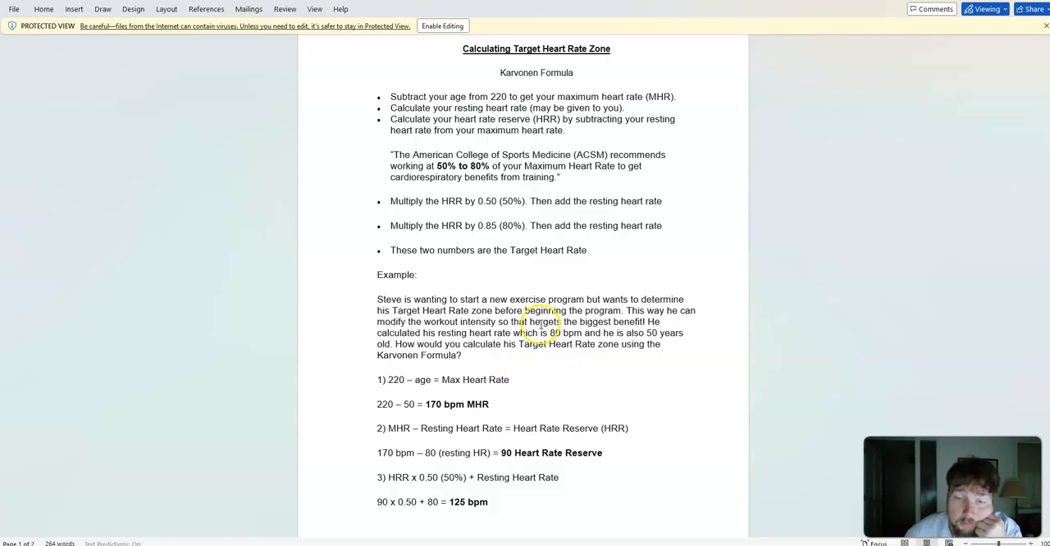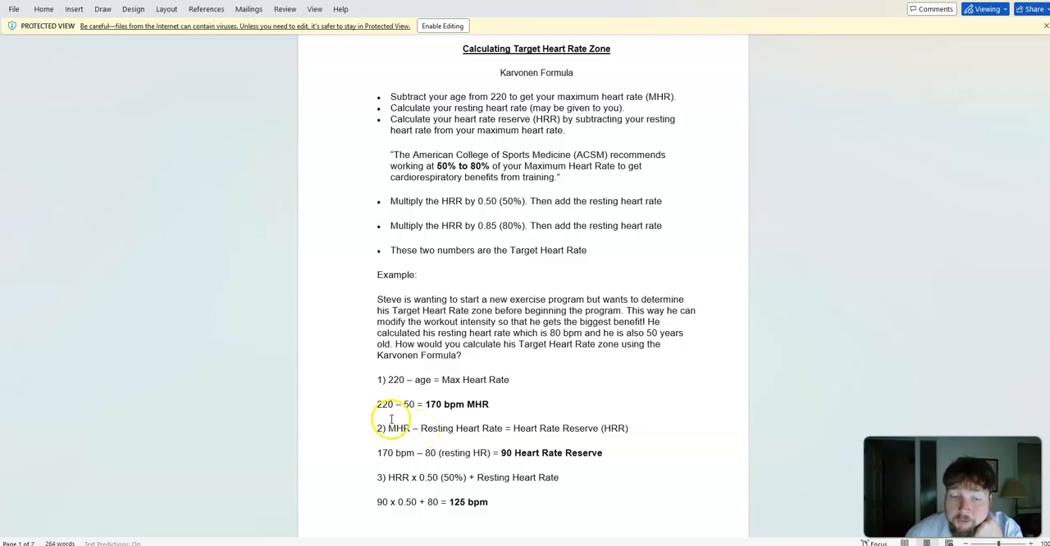In this example, the gentleman, Steve, has a resting heart rate of 80 beats per minute, and he's 50 years old. So you take 220 minus 50, that's 170. So his max heart rate is 170. And again, when you exercise, you do not want to go above that number.